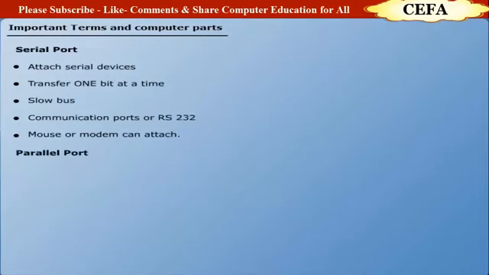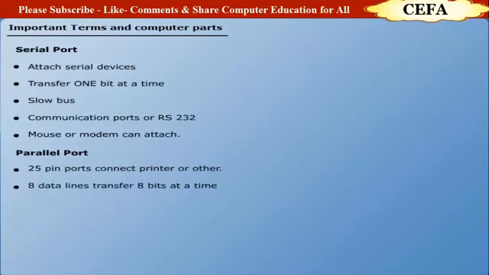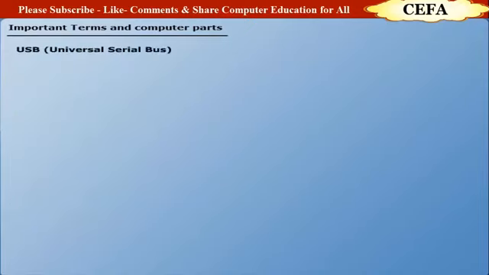Parallel ports. It consists of 25 pins. This port is normally used for connections of printers and other parallel devices. A parallel port is capable of transferring 8 bits of data at one time. Therefore, parallel ports are faster than serial ports.